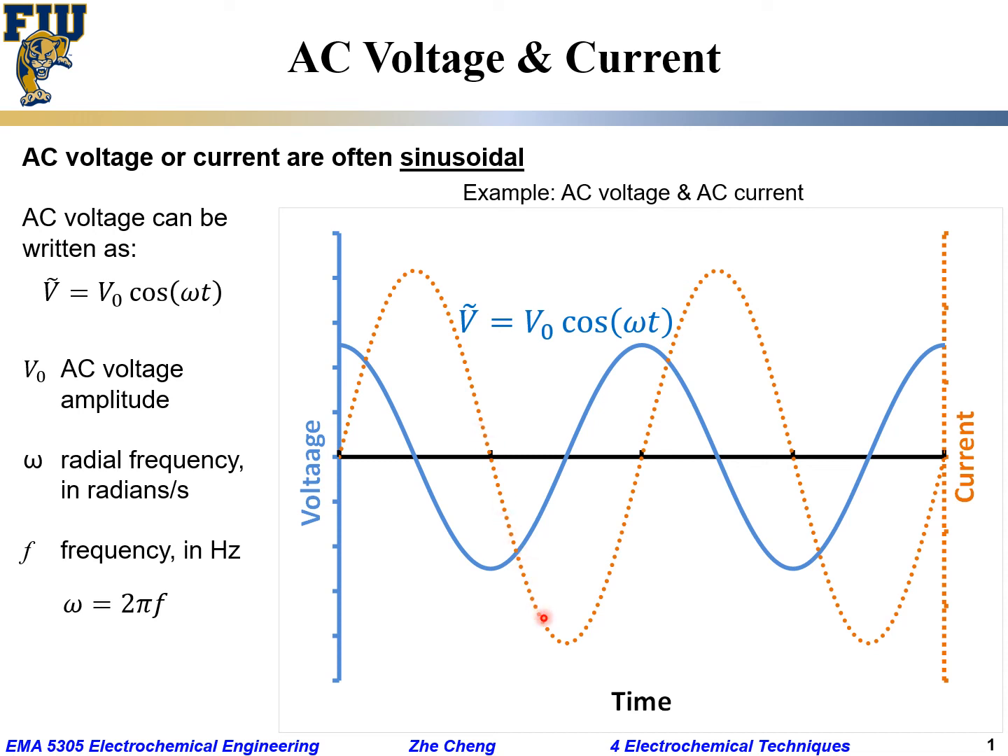brown dotted line is for AC current. It has a magnitude, and let's say we still write it as cosine omega t, but shifted by an angle of phi, cosine. Okay, so these are examples of AC voltage in blue and the resulting AC current in this brown dotted line for an AC electrical signal.